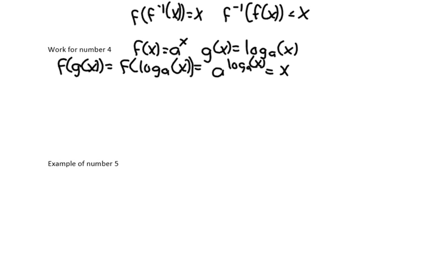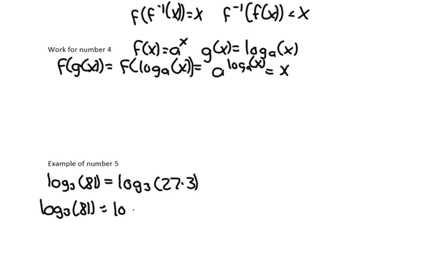Now, let's talk about an example of number 5. Let's do log base 3 of 81. We know log base 3 of 81 is the same thing as log base 3 of 27 times 3, because 27 times 3 is 81. Now, what I would like to do is separate those 2 logs. So I'm going to put log base 3 of 27, and log base 3 of 3.